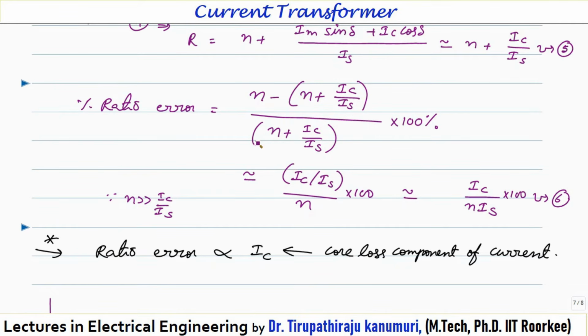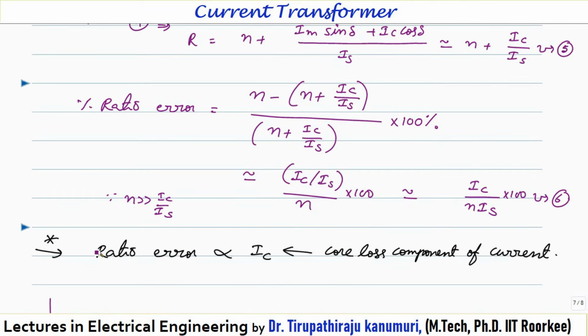So in practice, the value of n, or the turns ratio, is far greater than Ic by Is, because Ic is very less when compared to Is, because the core loss component is very less. So that's why in this n plus Ic by Is I can replace it with n, and the numerator becomes Ic by Is. So we will get this approximately equal to Ic divided by n times Is into 100. So you can see here the ratio error is coming from the core loss component of current. That means we can tell that the ratio error is mainly due to the core loss component of current, or the core losses in the core.